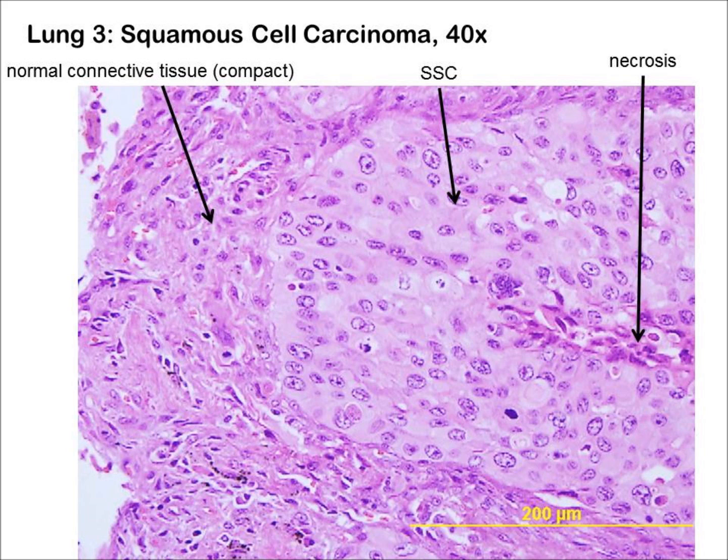Some of the larger nodules have necrotic centers. There is a degree of pleomorphism with regard to both cell size and nuclear size. However, keratin pearls and desmosomal junctions are not obvious, suggesting that this sample is only moderately differentiated.